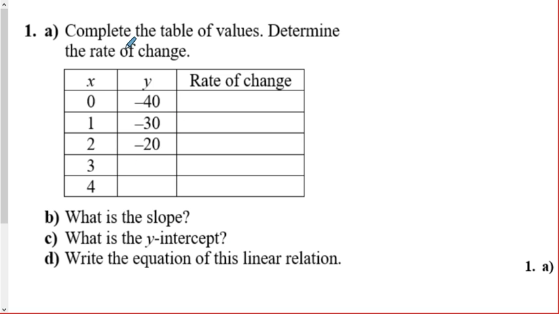So if you want to see this written out, I don't expect you to be copying this yourself because I'm going to post all of this. These review questions that I'm going to go through today are already posted on our EDSB agenda for today. So our first one says complete the table of values, determine the rate of change, what's the slope, what's the y-intercept, and write the equation of this linear relation. I'll give you just a moment to read that over and have a look at it, and then I'm going to dive in solving this question.